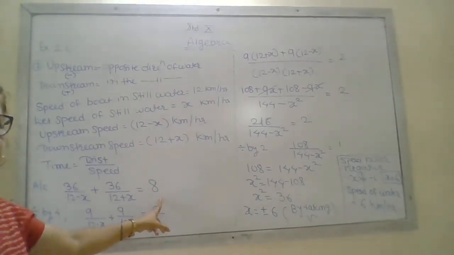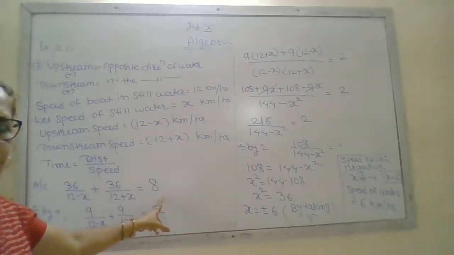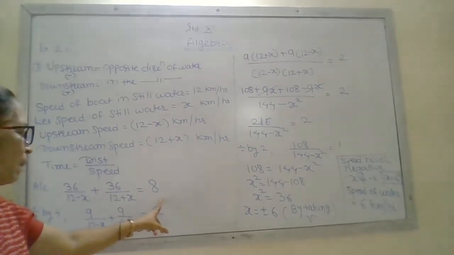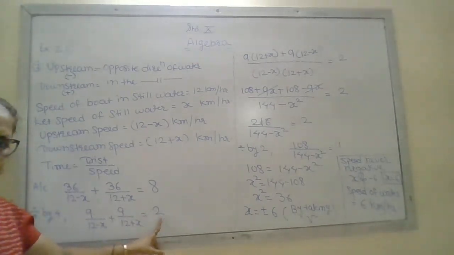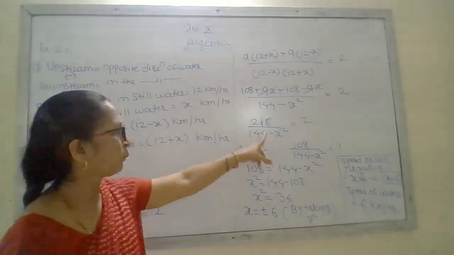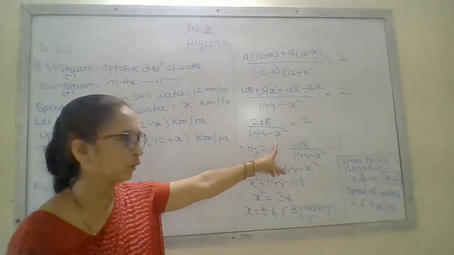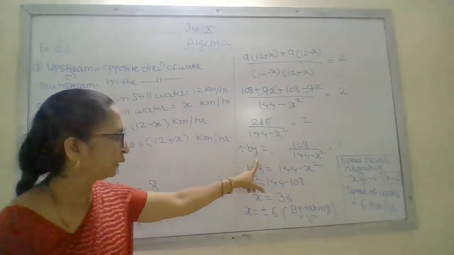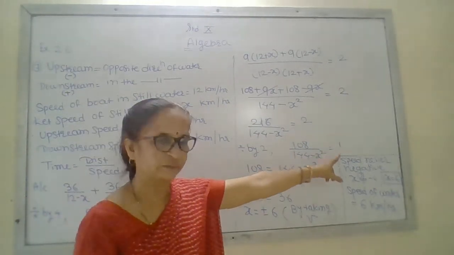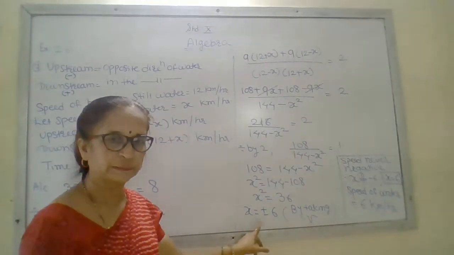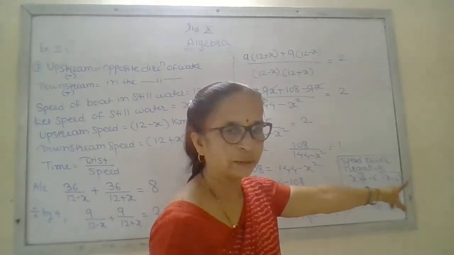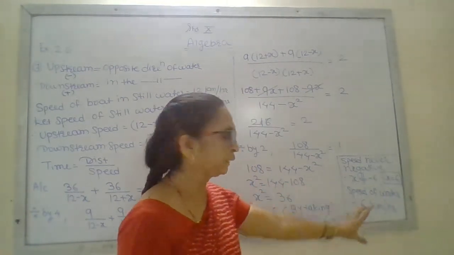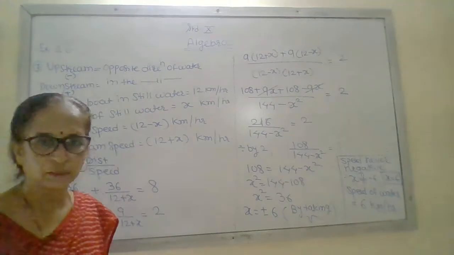Then what do you get here? Anyone say? Divide by 4. 9 upon 12 minus x plus 9 upon 12 plus x equal to 2. Use cross multiplication. After solving, you get here 216 upon 144 minus x square equal to 2. Again divide by 2. 108 upon 144 minus x square equal to 1. After solving, you get x is equal to plus minus 6. But speed is never negative. Therefore, x is not equal to minus 6, then x equal to 6. Speed of water is 6 km per hour. Are you understanding?